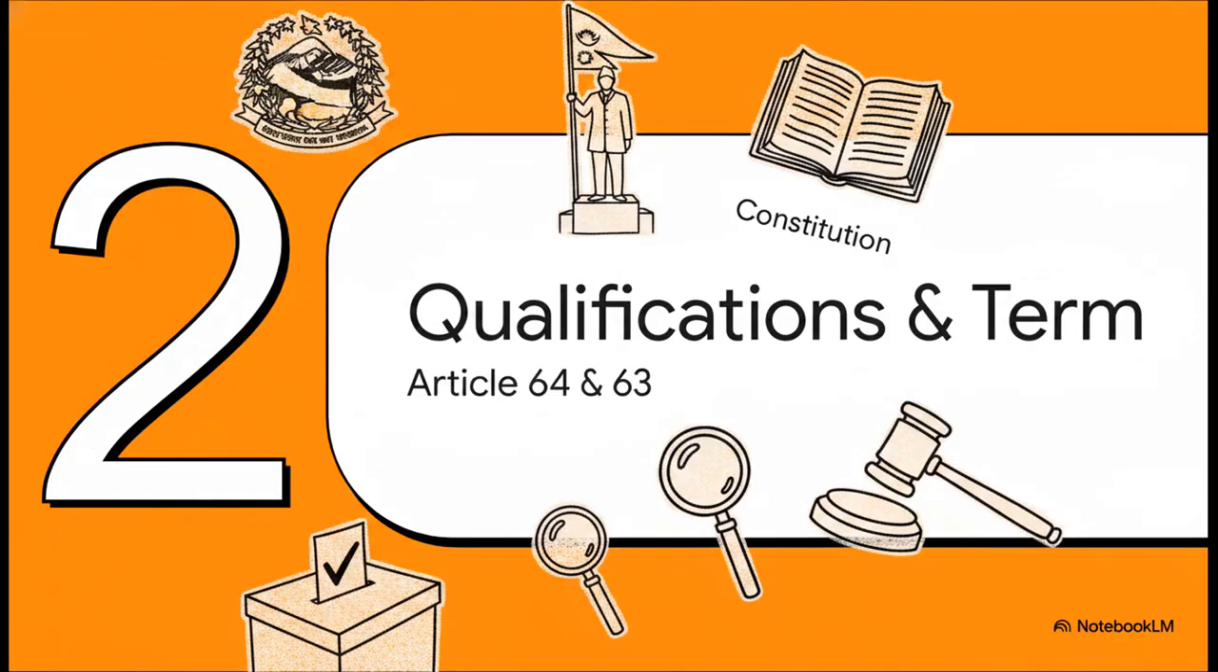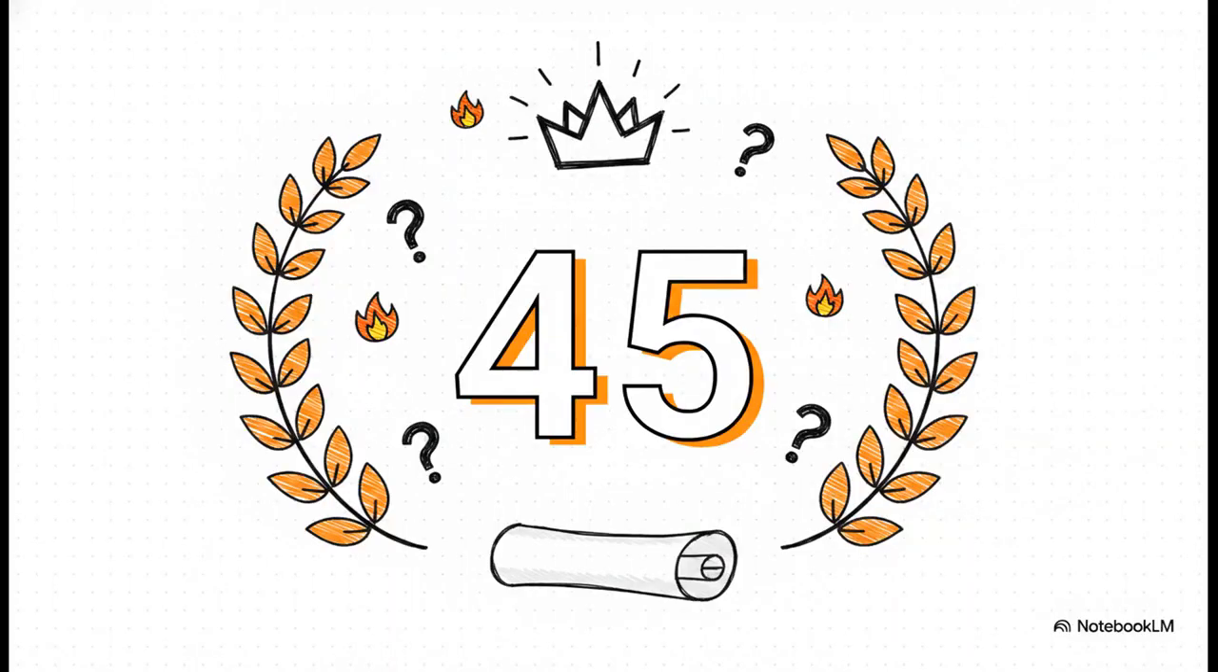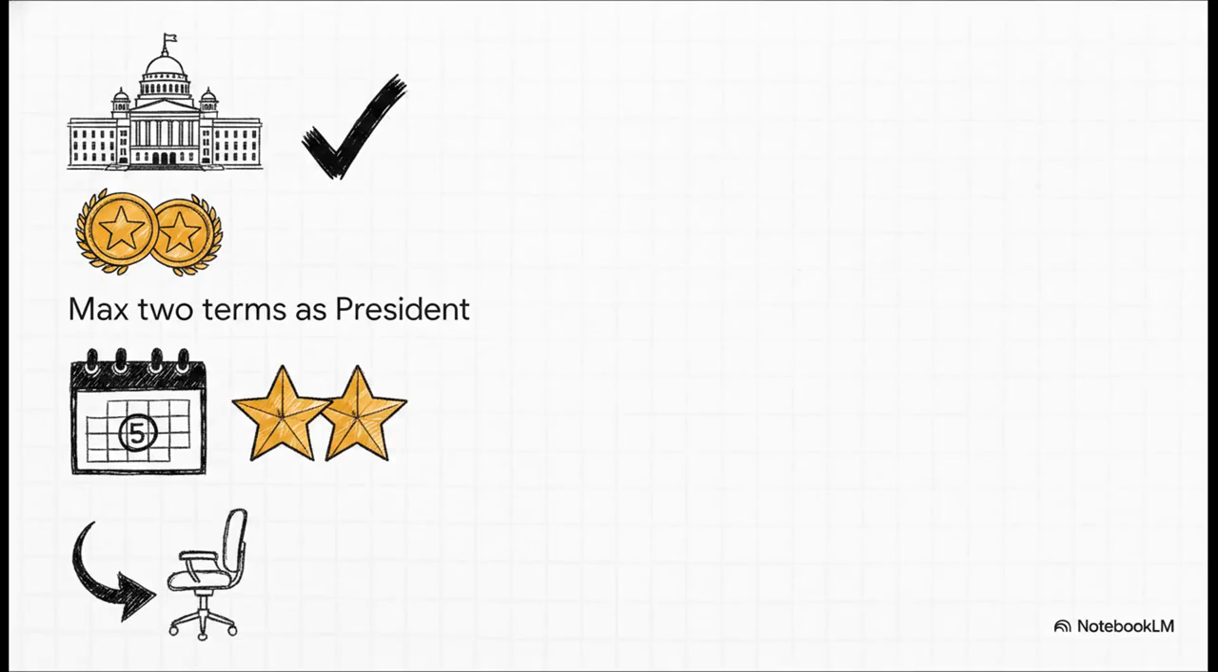Moving on to Section 2, Qualifications and Term. We are diving right into the core legal prerequisites that examiners just love to test. 45. This number is an absolute favorite for objective questions. Article 64 explicitly says a candidate has to have completed at least 45 years of age to be president. Burn that number into your brain. So besides being 45, they also have to be qualified to become a member of the federal parliament, and obviously not disqualified by any law.